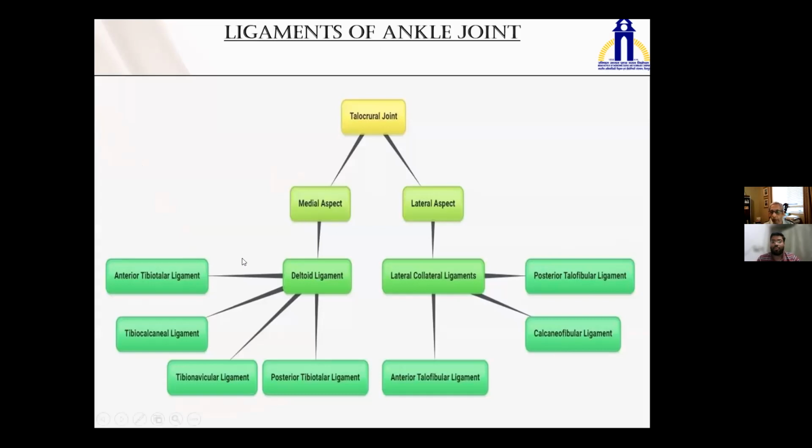This is the flowchart of the talocrural joint, by which we can see that one of the most important ligaments here is the anterior talofibular ligament. We are currently working on this ligament.